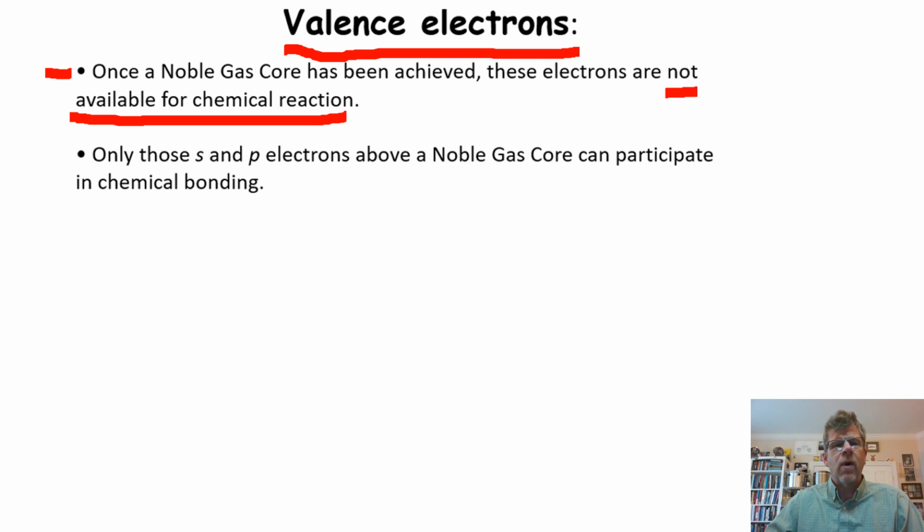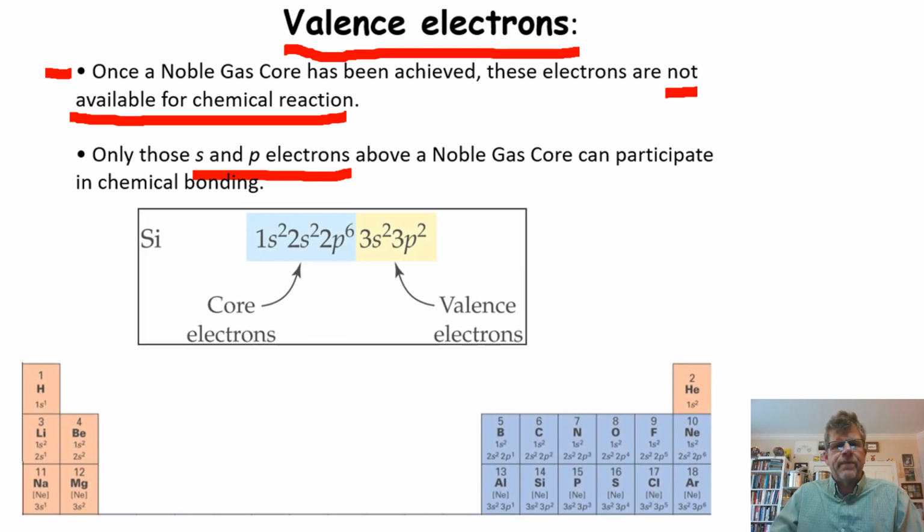And specifically, I keep going back to this, but it's important. Only electrons in the S and P block are relevant to the model we're putting across here, not within the transition elements or the D block, if you will. So having said that, we can make the statement that only S and P electrons above a noble gas core can participate in chemical bonding. So let's take a look at that.